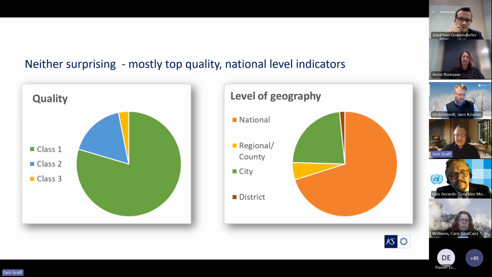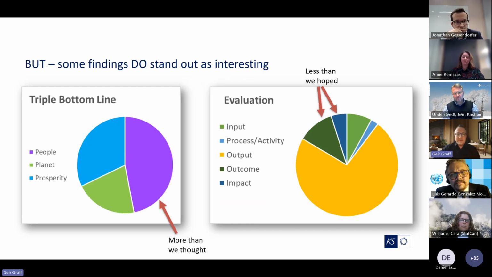But we have some findings across these sets that surprised us a little bit. The first one was that we thought that there are probably most indicators when it comes to planet or environment. That has a bigger coverage than economic indicators or social indicators. But since this taxonomy makes it possible to say that this specific indicator might be relevant both for economic and social aspects, or both planetary, environmentally, and social aspects.